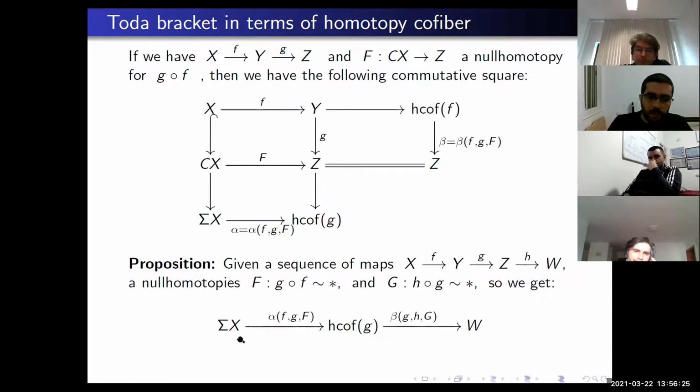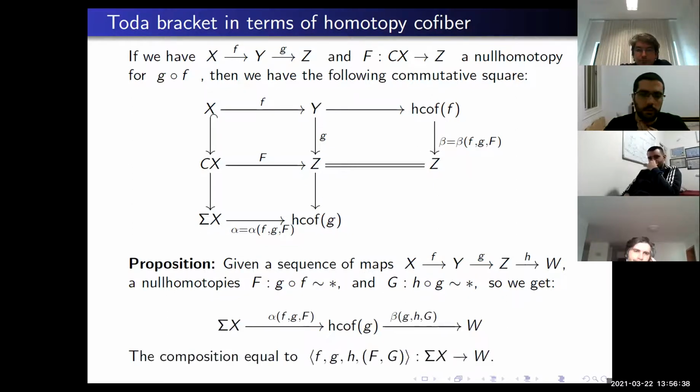And if I compose alpha with beta, I get a map from the suspension of X to W. So one can check that it's the Toda. This is the Toda. So this is another way to see the definition of Toda using homotopy cofiber. I will use it later, and I will explain it again when I use it.